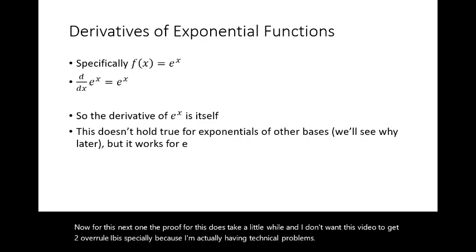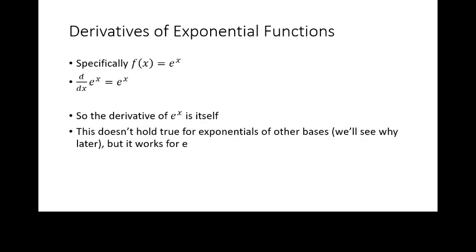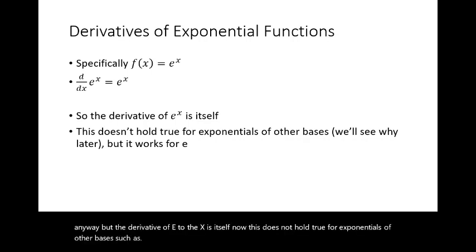So the derivatives of exponential functions, we are going to revisit exponential functions later. So specifically, the derivative of e to the x is itself. The proof of this is in your book. I do encourage you to go take a look at that, since you do have to read this textbook section anyway. But the derivative of e to the x is itself. Now, this does not hold true for exponentials of other bases, such as 2 to the x or 1/3 to the x. You're going to see why later when we cover those, but the derivative of specifically e to the x is itself.